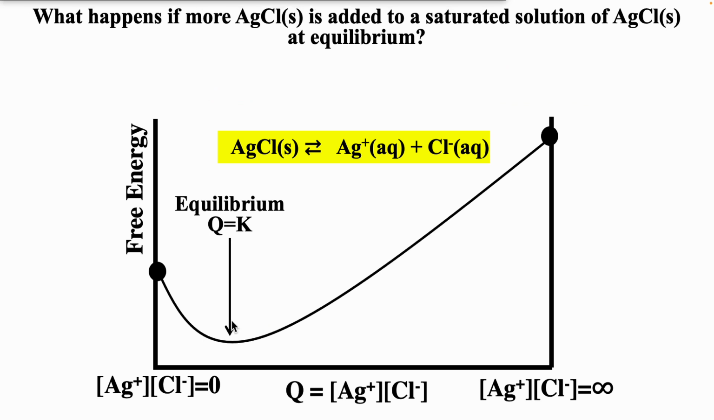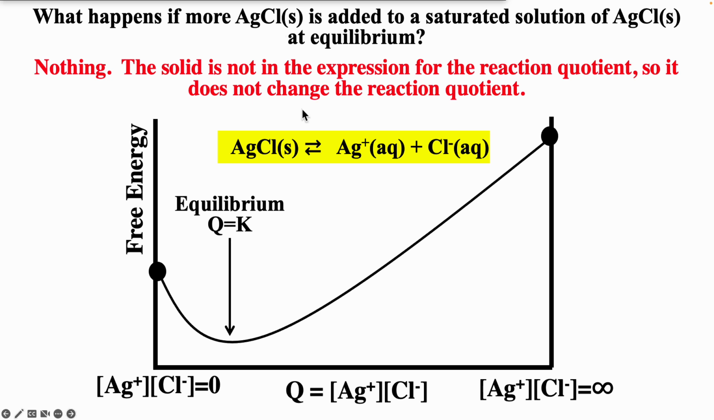What happens if you're at equilibrium and more silver chloride solid is added? Well, silver chloride solid is not in your equilibrium expression, so it does not change Q. So even after adding the silver chloride solid, Q still equals K, and so the system does not respond.